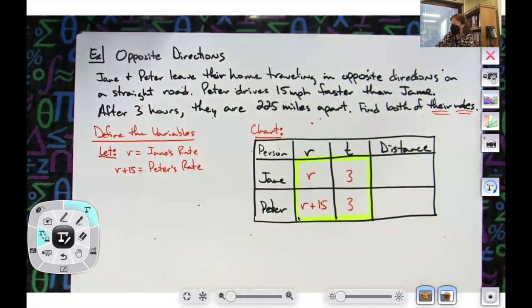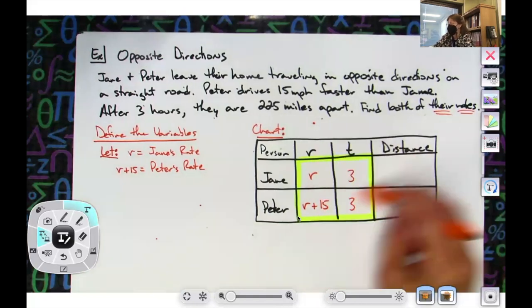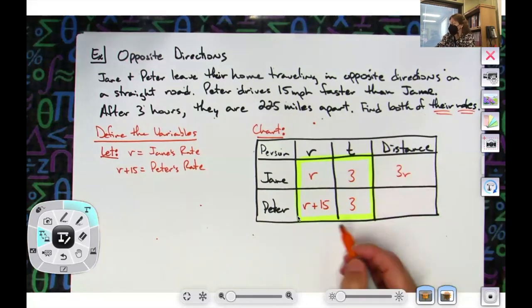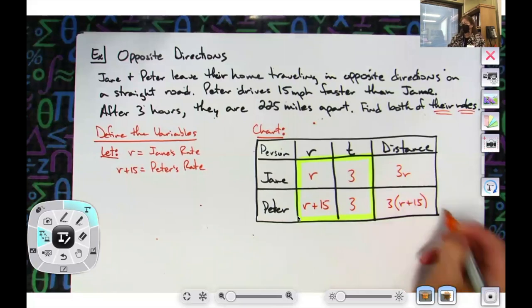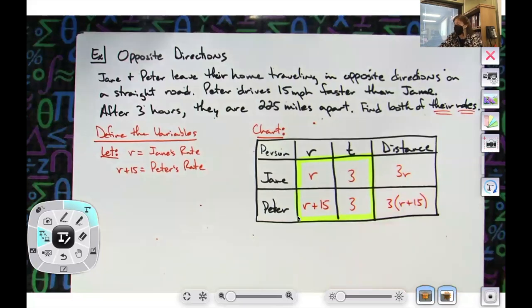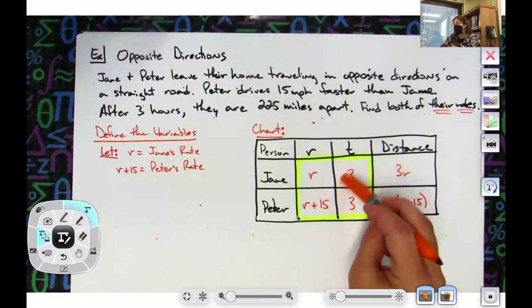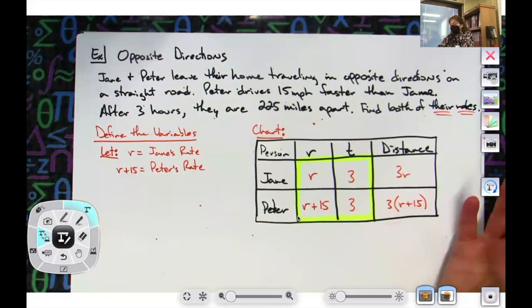Now, again, rate times time equals distance. So you're going to multiply going across. Three times R is going to give me 3R, and then 3 times R plus 15. If you fill in these four boxes correctly, then you can figure out exactly what you do with these two things right here to write your equation. You should be pretty good.